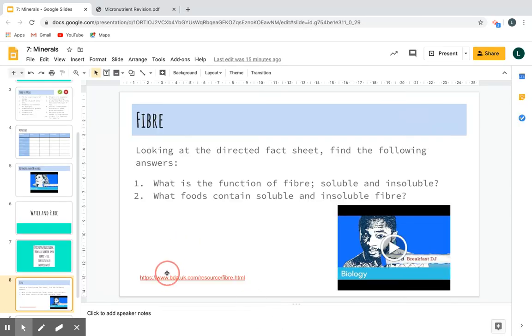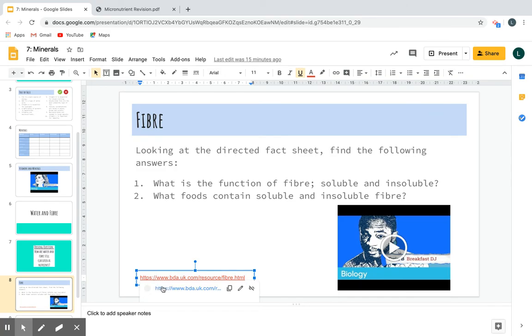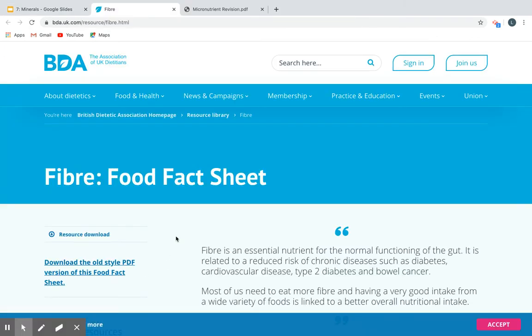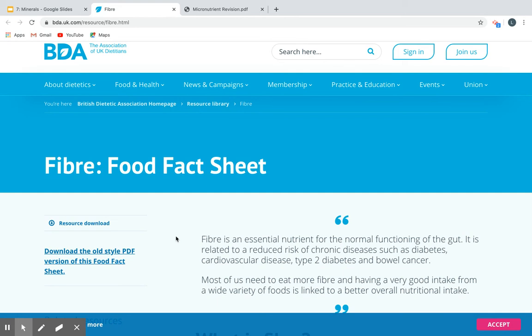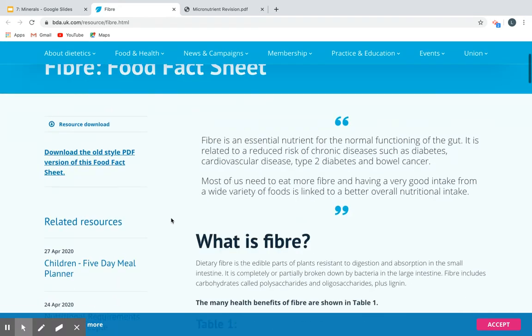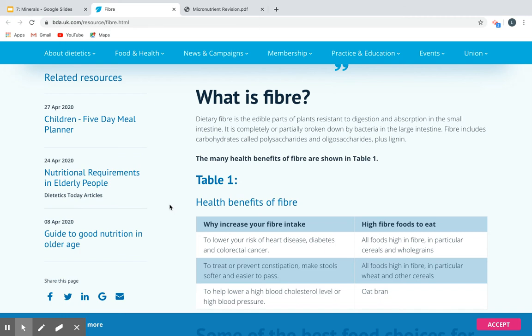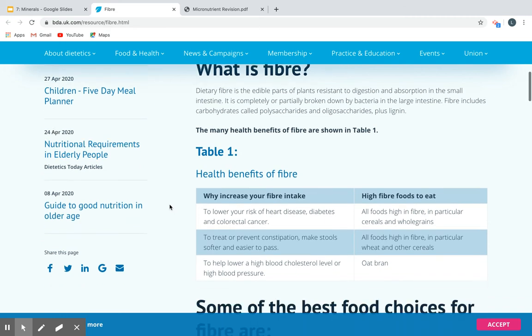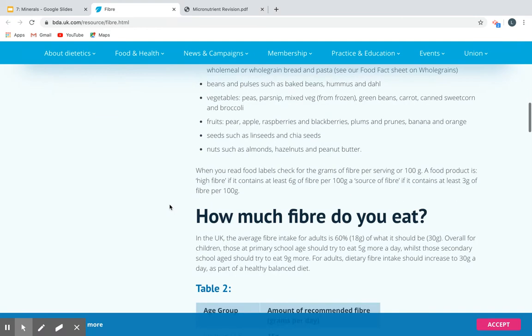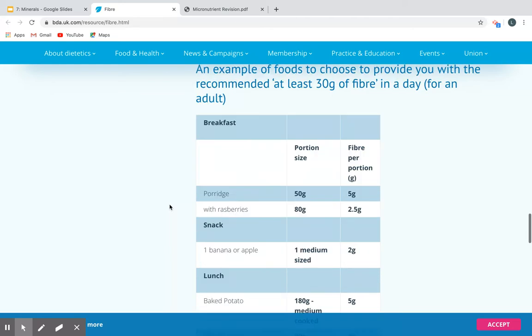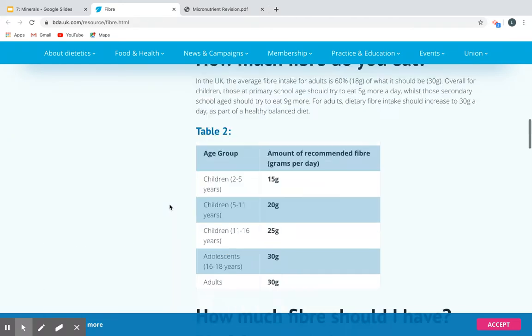And I'm going to need to exit the screen to access this here. So I'm going to click on this link. Now, this is the British Dietetic Association. This is their fibre food fact sheet. So you can either pause the video and work through the fact sheet with me, or you can go and find the fact sheet yourself. Now, in this fact sheet, you should be able to find the answers to the questions that I have asked you for. You should find information on soluble and insoluble fibre, on the differences.